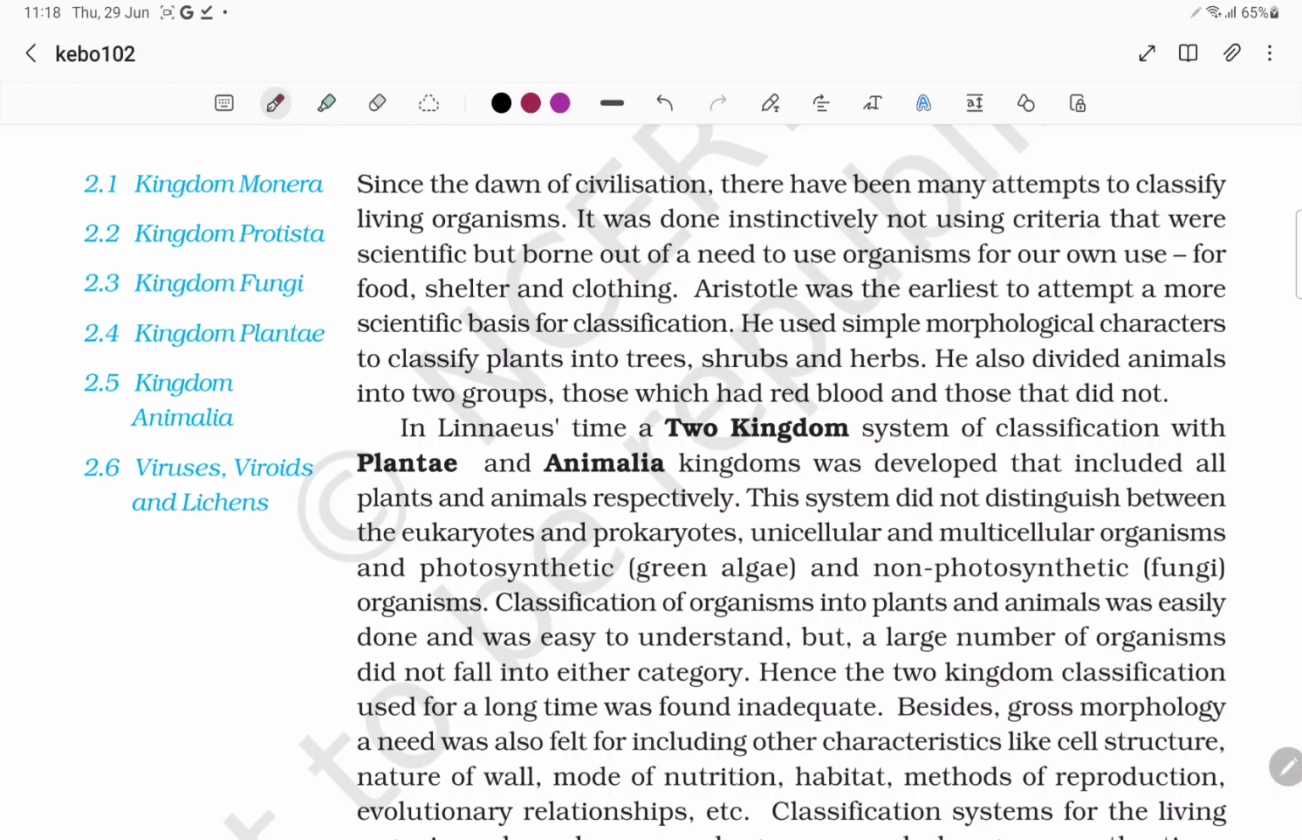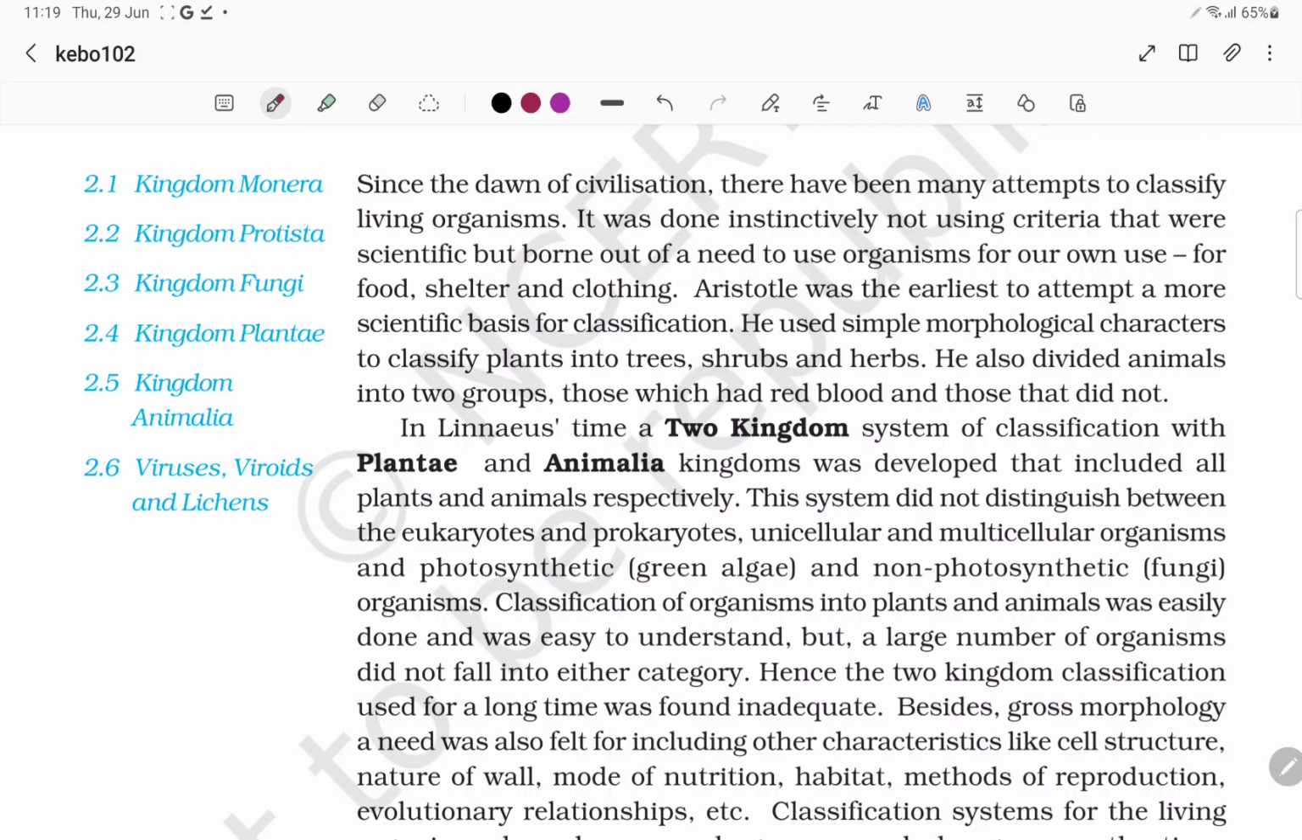You need to attempt classification based on morphology, or based on anatomy, or based on mode of nutrition, or based on mode of reproduction, or based on type of cell. Based on that, their food habits, everything we can understand. So let's see several attempts at classifying things. If you see the same type of chapter in evolution, they start with how you understand the theory of evolution. Like this, here also, from the very first attempt to the most accepted attempt, we are going to see.